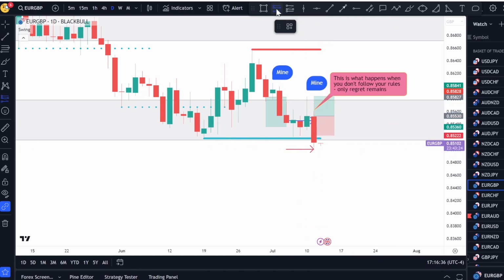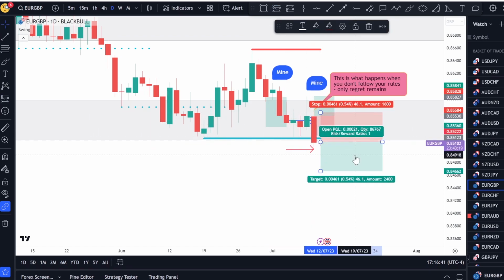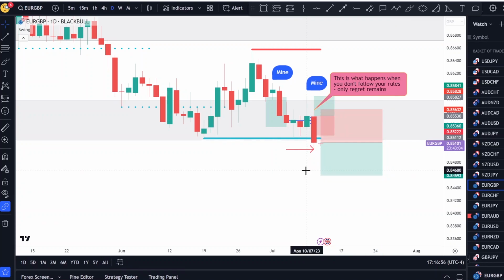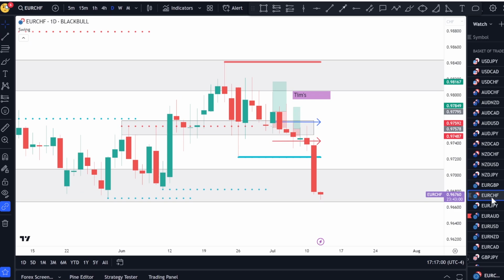All right, but today we can actually sell this because this looks good. So we'll sell this right here, stop loss a little bit higher, and take profit. This one is following my strategy. All right, Euro CHF, wow. Good move.